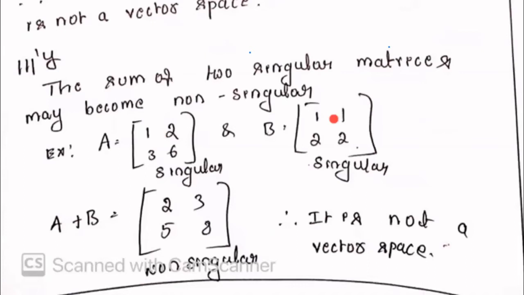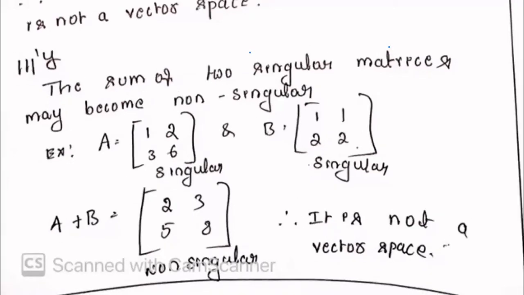Now what you should do, you should add, right? A plus B you add. 1 plus 1 is 2, 2 plus 1 is 3, 3 plus 2 is 5, 6 plus 2 is 8, correct? Now you find the determinant of this, 2, 3, 5, 8. What is the determinant? 2 eights are 16 minus 15, it's 3. Actually, after adding two singular matrices, you should get the result also as a singular matrix. But here the answer is non-singular. So that's why it is not a vector space.